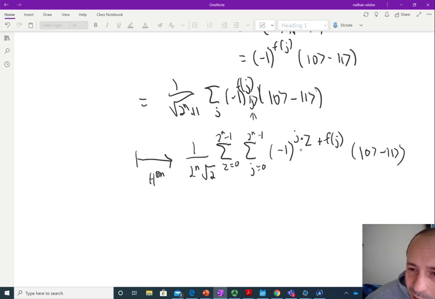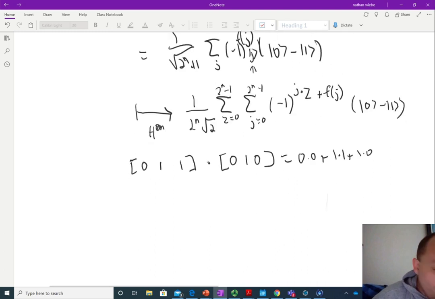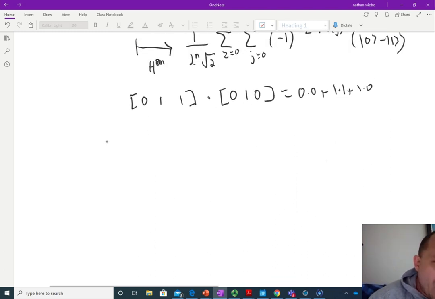What I mean here is the binary dot product between two vectors. So for example, if I had 0, 1, 1 dot producted with 0, 1, 0, this would be equal to 0 times 0 plus 1 times 1 plus 1 times 0. So just the ordinary dot product in this case. So in order to see this, let's take a look at the action of H on k over here.